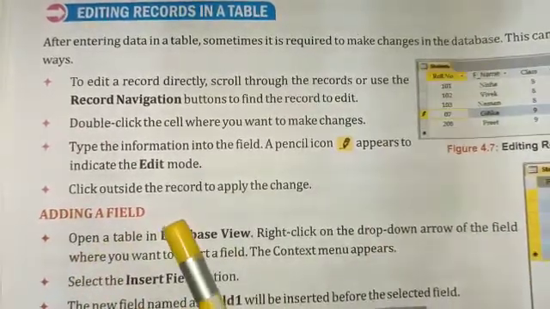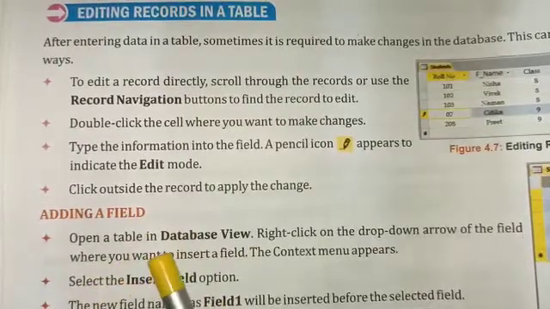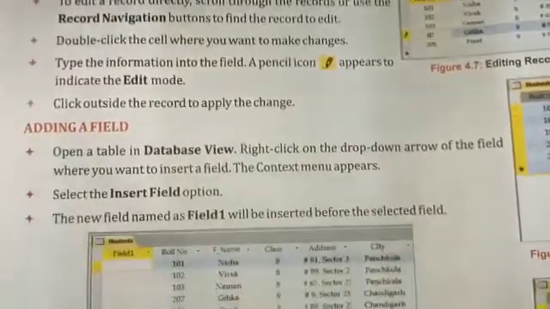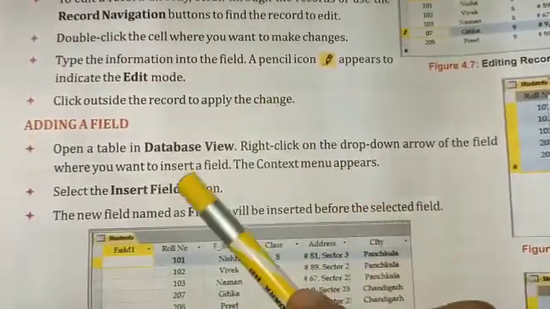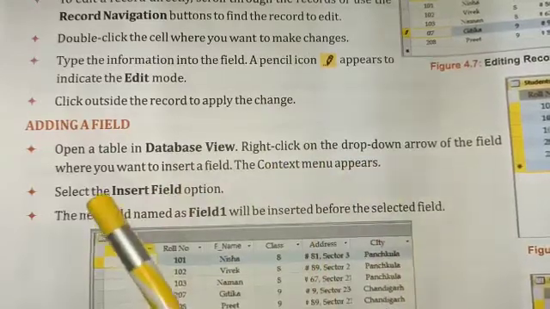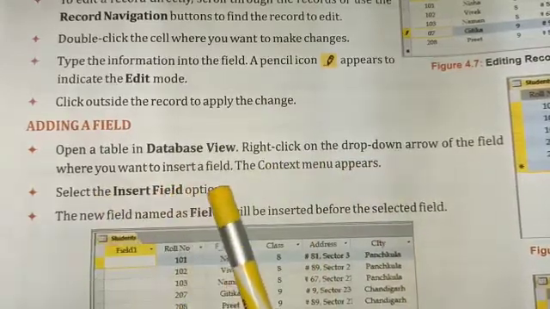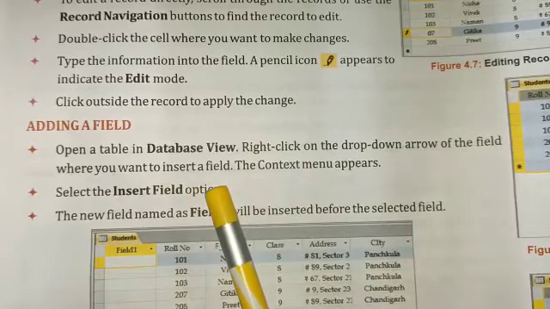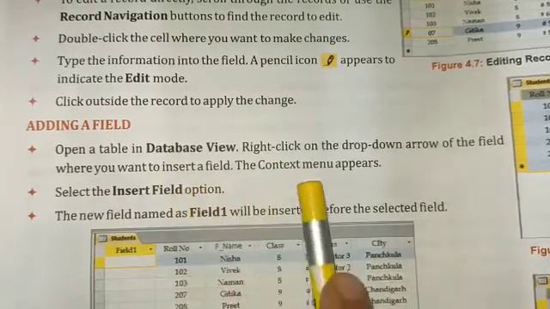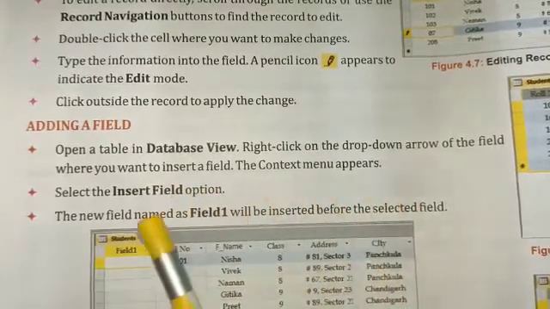Adding a field. Open a table in database view. Right click on the drop down arrow of the field where you want to insert a field. Then the context menu will appear.